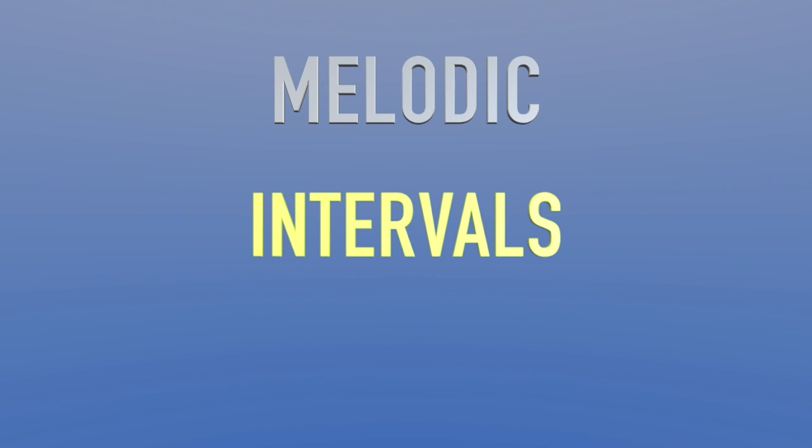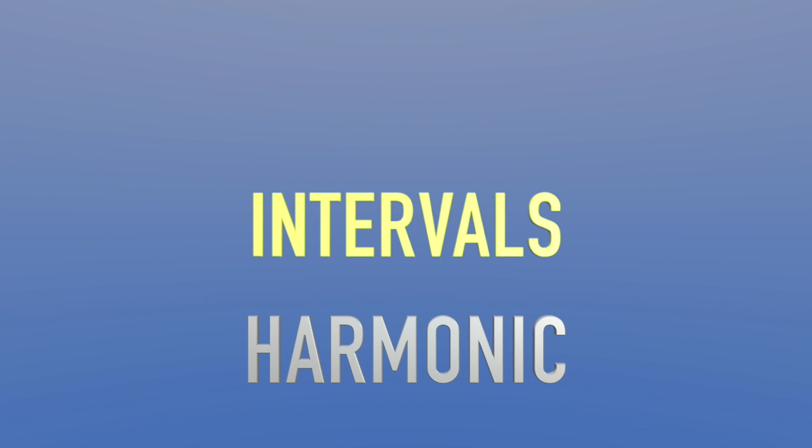So here we go. An interval is defined as the space between notes. We have 2 different ways of describing intervals: melodic, where one occurs after the other, or harmonic, when they occur at the same time. Whether melodic or harmonic, intervals are always measured and described with the same kind of terminology.